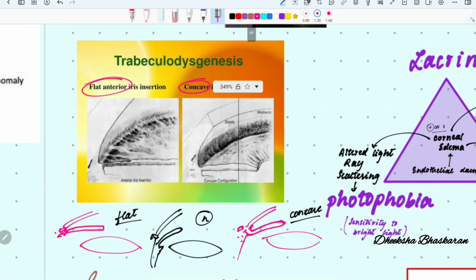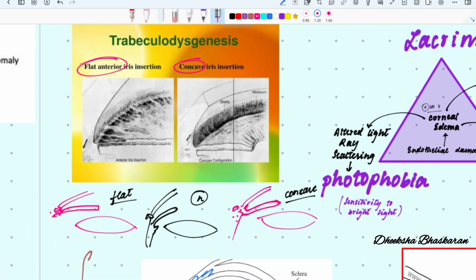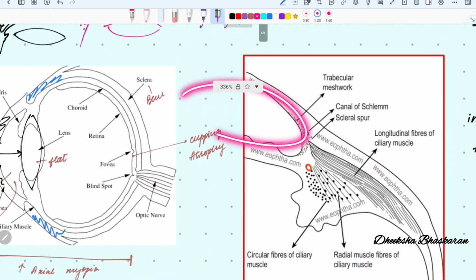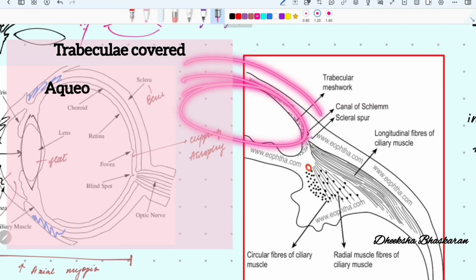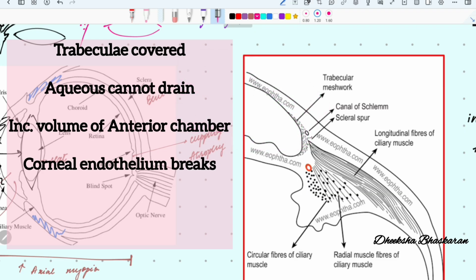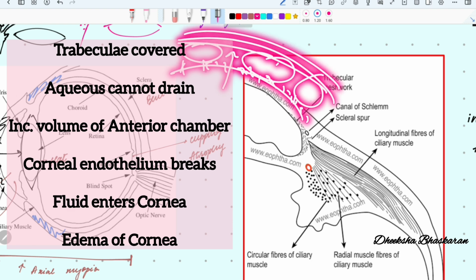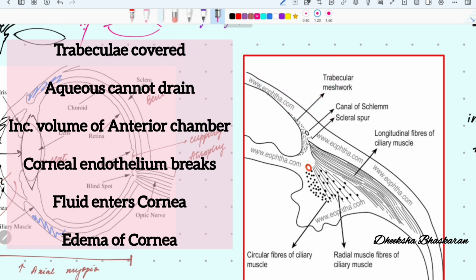So this abnormal iris insertion over the trabeculae is called trabeculodysgenesis. There's flat iris, where the iris is flat here, or concave iris, where the iris creates a cup shape and inserts. So that's the basic problem. Because of accumulation of all the aqueous here, the cornea is affected. The cornea keeps on stretching, and when this stretches, the cornea breaks. So there's endothelial damage of the cornea, and because of endothelial damage, aqueous can go into the cornea. This causes corneal edema. The cornea swells.